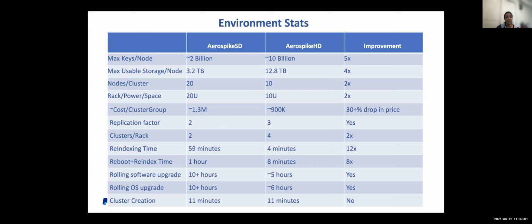And that means now we have more fault tolerance. Earlier, if 2 nodes were going out of the cluster, there were chances that we would lose some data. But now, as the replication factor has been moved to 3, even if 2 nodes are going out, we are confident that we'll survive without losing any data. Correspondingly, there is an improvement in the clusters' racks. And we have already covered the re-indexing and reboot times, and how much we are saving there.